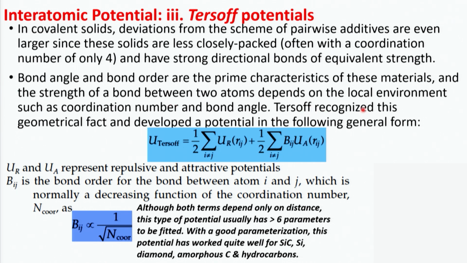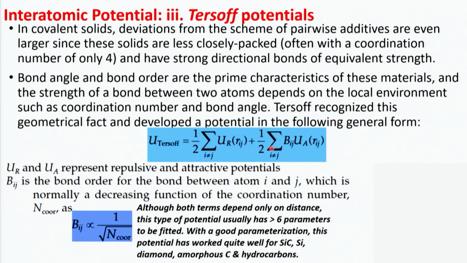Tersoff recognized this geometrical fact and developed a potential in this form. Essentially the Tersoff potential is the summation of the repulsive force and also the attractive force. But in the case of the attractive force, we scale it down using this bond order Bij. This Bij is the bond order for the bond between atoms I and J, and is normally a decreasing function of the coordination number. So this Bij takes care of the coordination number, and it is essentially inversely proportional to the square root of the coordination number.